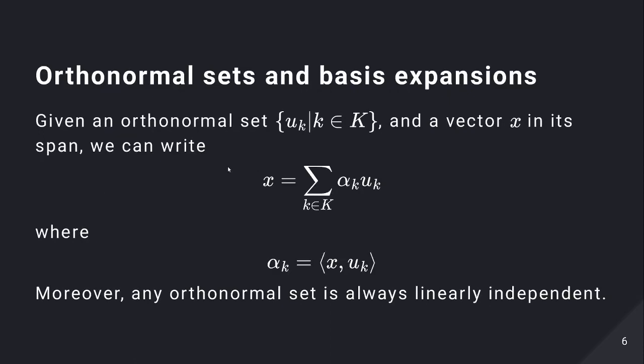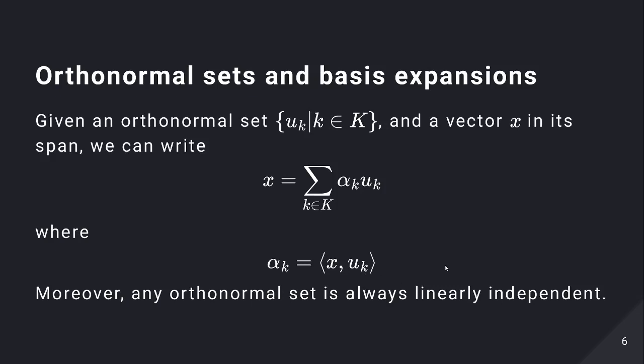And indeed, given any orthonormal set u_k, where K may be finite or infinite, and a vector x in the span of these u_k, we can write x as a linear combination of the u_k, and we have a very nice property that lets us compute these alphas directly as simply the inner product between x and the kth basis vector.